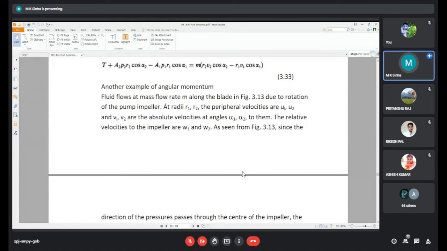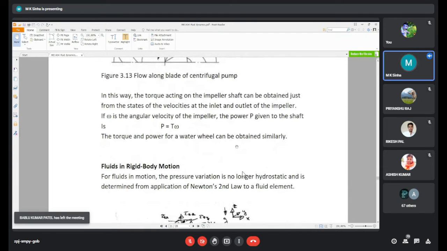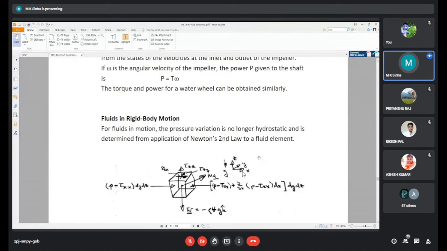Another example is the turbine. Fluid mass flows along the blade due to the rotation of the pump impeller. See, this is the impeller of the centrifugal pump. Here it is given, and the moment acting on the shaft is R2 V2 cos alpha 2 minus R1 V1 cos alpha 1. You will read these things in the sixth semester in fluid machinery, and power is T into omega. So this is some theory regarding the momentum equations, angular and linear.